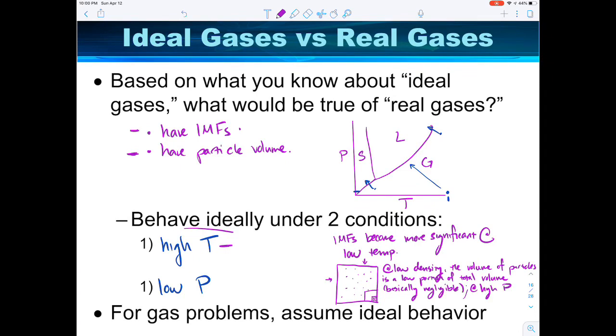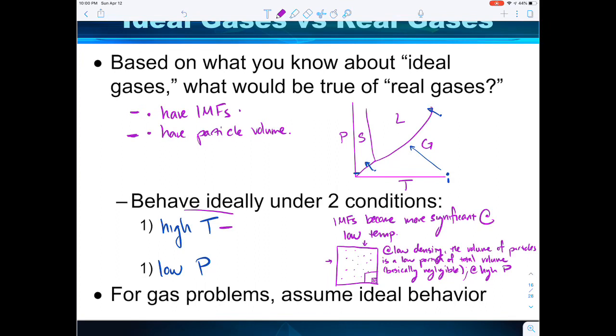the particle volume is no longer negligible. Or you could say it's no longer a negligible portion of the total volume. Okay, which is why, going back to ideal behavior, you want super low pressure, huge containers with little tiny amounts of particles in them.